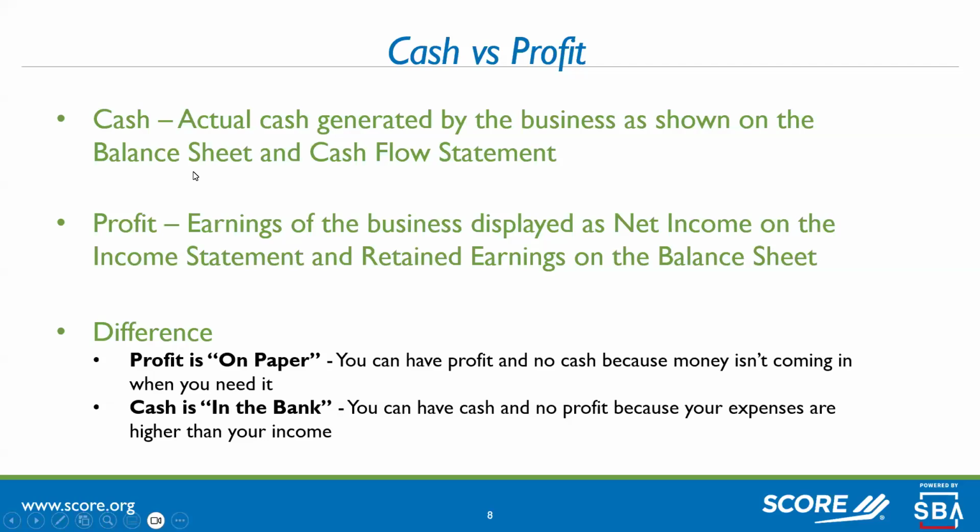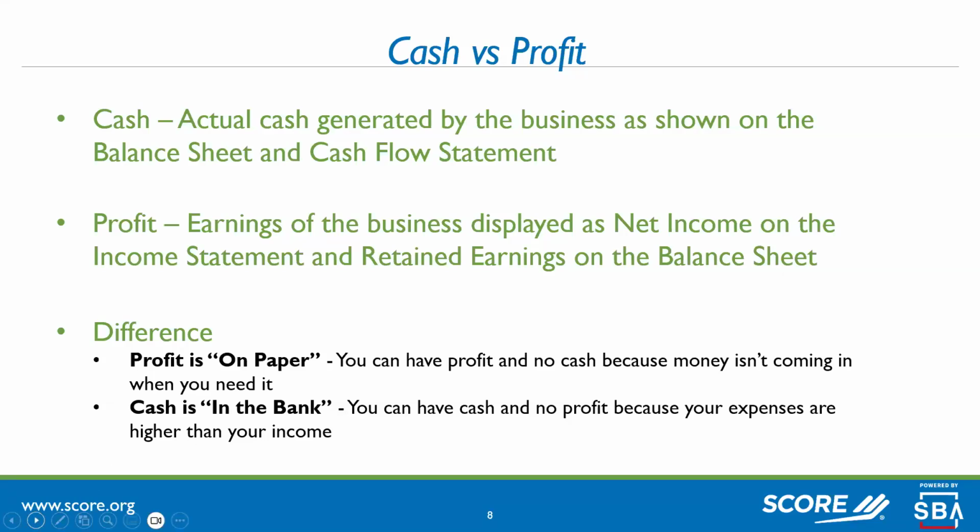And that's, again, the balance on your balance sheet at the end of the period, and the flows in and out on your cash flow statement. So you can have cash and you can have no profit, because your expenses are higher than your income. You can have cash in the bank, but be unprofitable because you're not managing your expenses and your income the right way. And again, you can have profit on your income statement, but you might not have the cash because you need to manage your operating cash cycle better. So that's the high level difference between cash and profit.